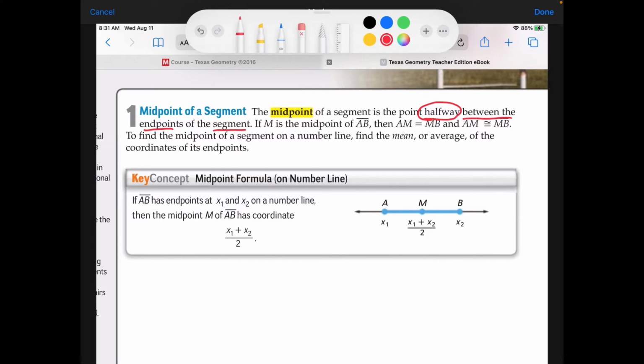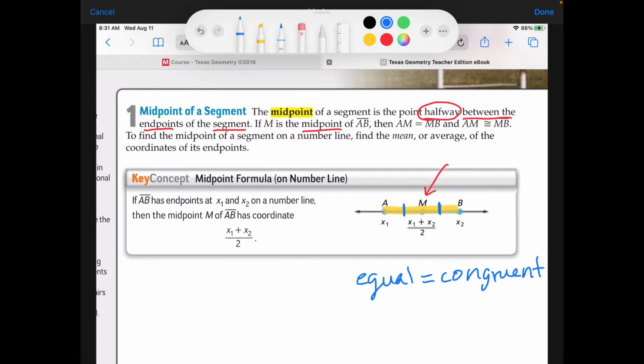So for example, if M is the midpoint of this line segment AB, then that would mean that the length of AM is equal to the length of MB. And in geometry, we use these little tick marks to show that those two sides are equal. And if they're equal, that means that they are congruent.